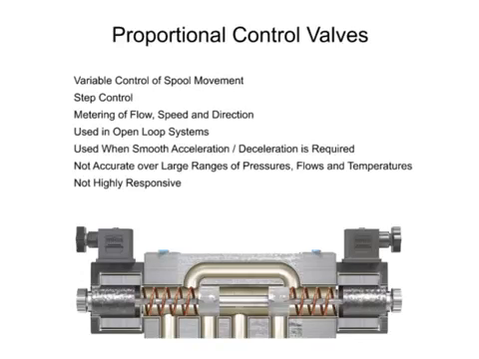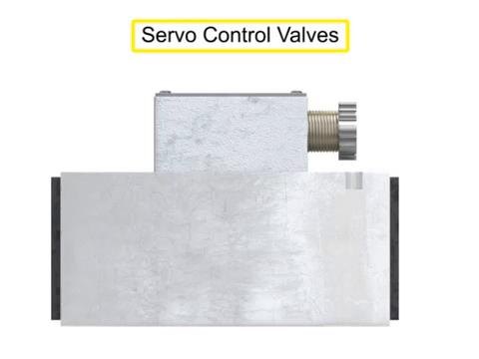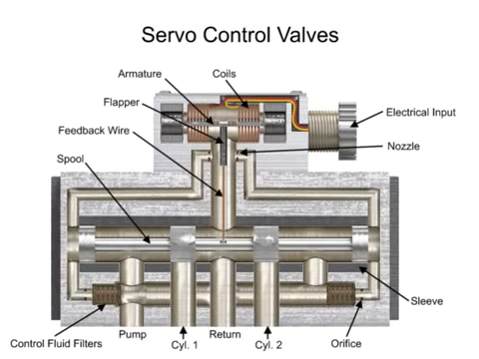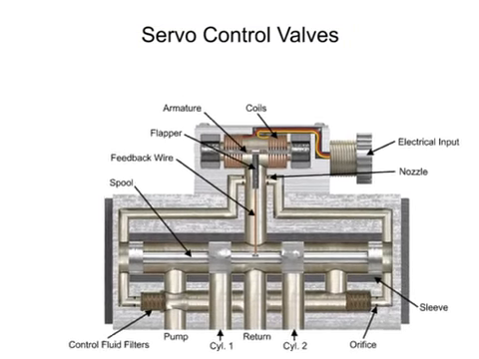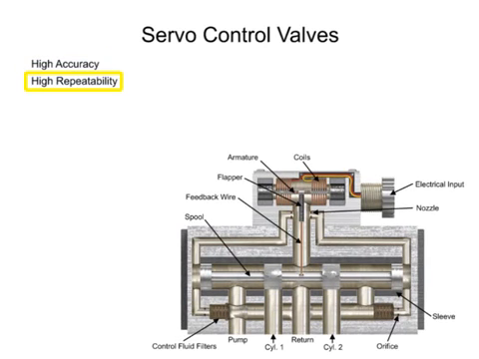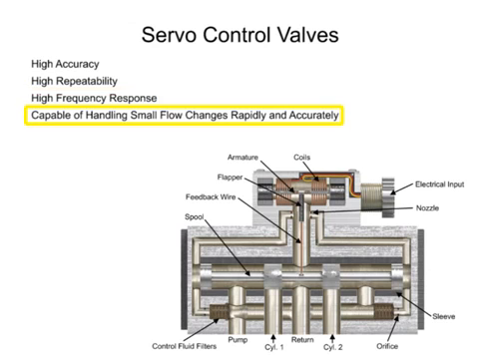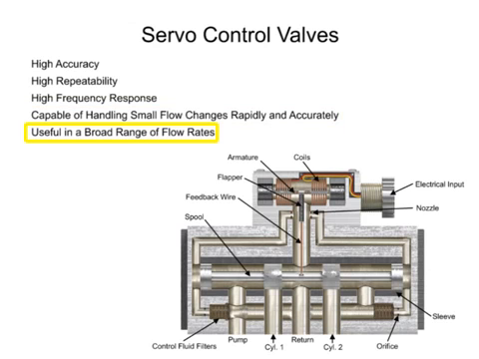Proportional valves offer a variety of machine cycles which can safely be operated at greater speeds and result in improved machine cycle times and production rates. The third type of hydraulic directional control technology is called the servo valve. First developed in the 1940s, servo valves operate with very high accuracy, repeatability, and high-frequency response. Servo valves are highly responsive and capable of handling minuscule flow changes both rapidly and accurately over a broad range of flow rates, but at an extra cost.